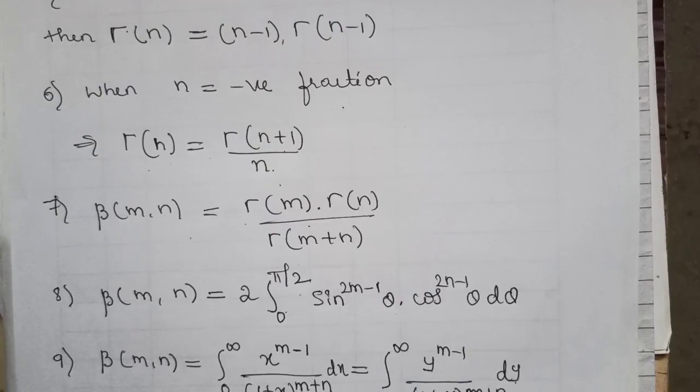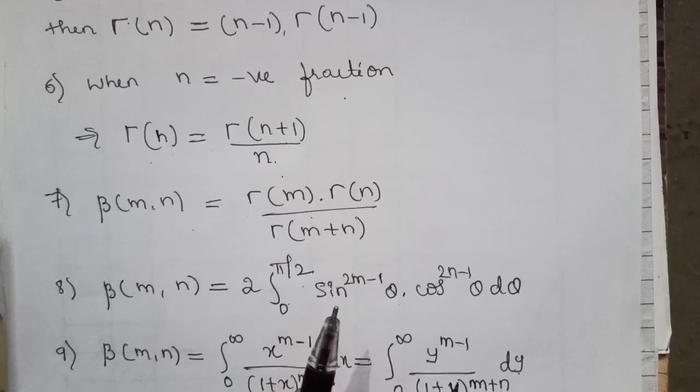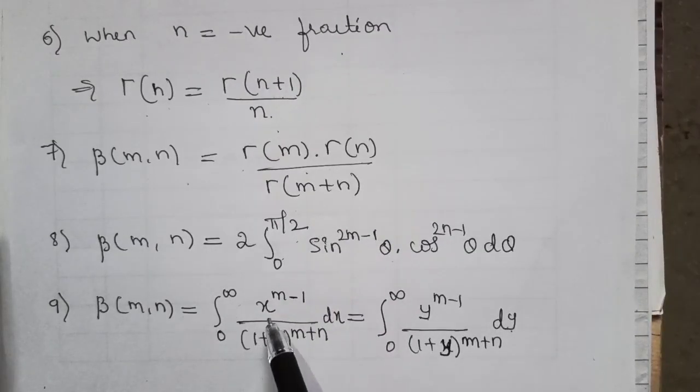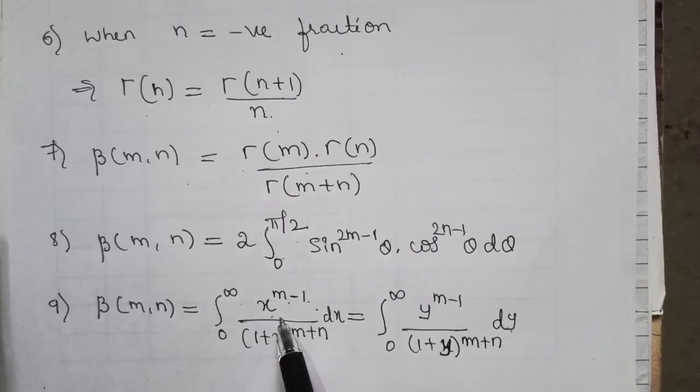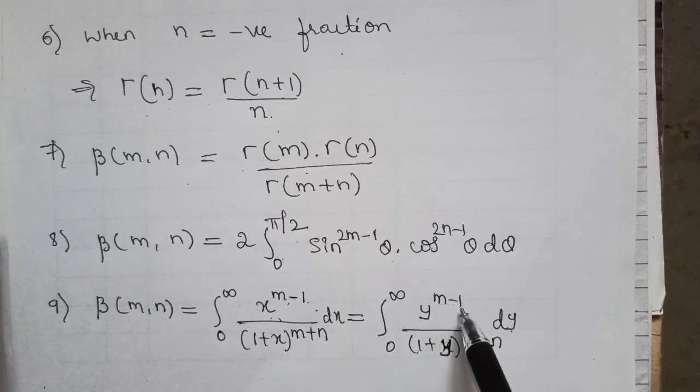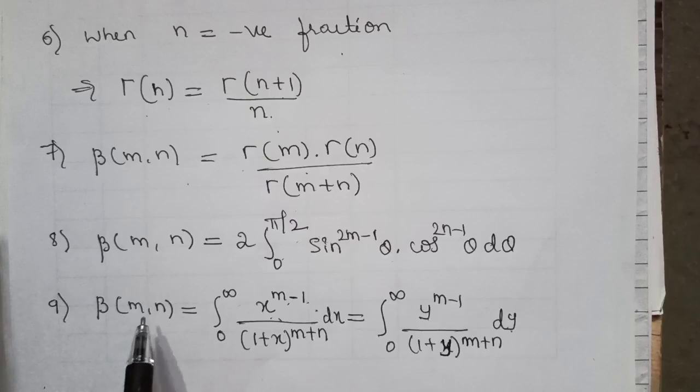Next, beta of m comma n is equal to integration 0 to infinity of x raised to (m minus 1) divided by (1 plus x) whole power (m plus n) dx, or it can be represented in terms of y as y power (m minus 1). Here in the place of m minus 1 we can take n minus 1 because beta function is symmetrical, that is beta of m comma n is equal to beta of n comma m. Therefore we can replace this by n minus 1 also, in the denominator (1 plus y) power (m plus n).